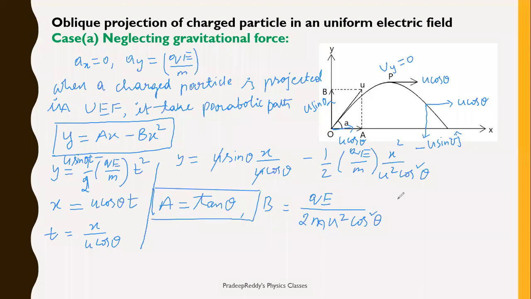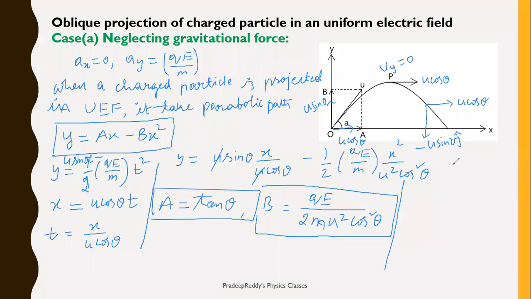So whenever a charged particle is projected in a uniform electric field, it will take the path of a parabola, and the equations for A and B are derived here. That is the value of A and B, right? And similarly, we have equations for time of ascent and time of descent. All those equations will be the same as they are inherited.